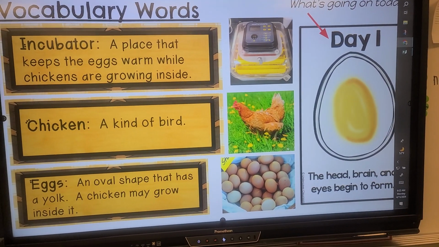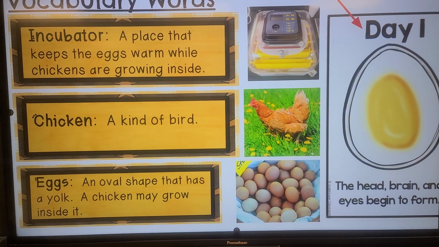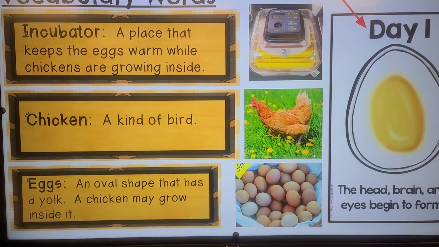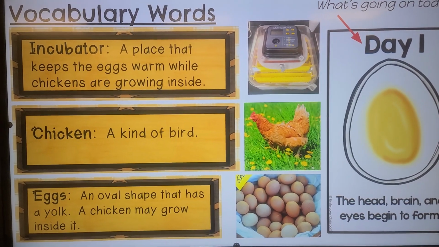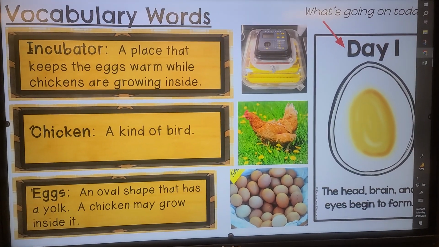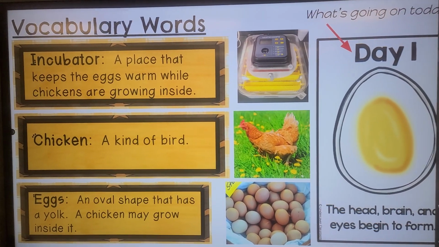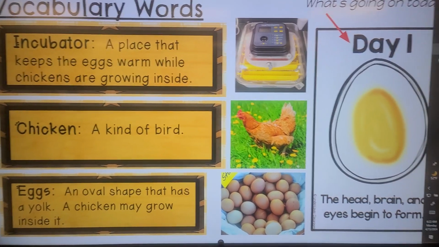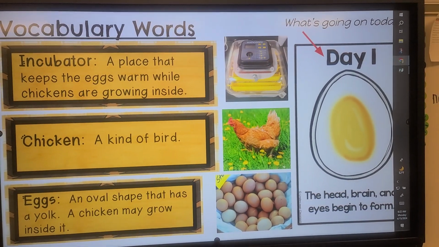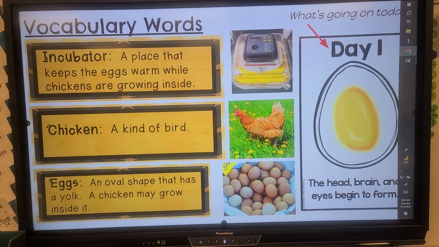The incubation period for a chicken is 21 days. It's not the same for every bird. So when we go and look at our incubator, you're going to see our settings set for a 21-day period, which starts today. So if today is day one, how many days do we have left until our chicks hatch?